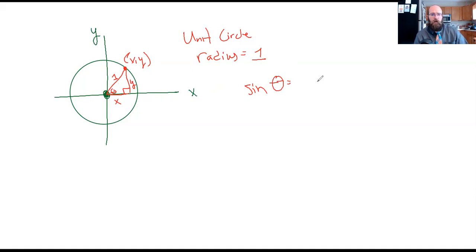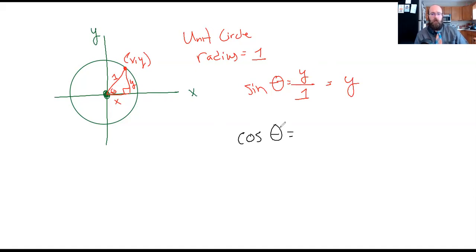Sine is opposite over hypotenuse. So the opposite leg is y, and the hypotenuse is 1. So this is where sine theta straight up equals y. That's kind of cool. It's kind of nice. Kind of helpful. Let's look at cosine. See what this ends up being.